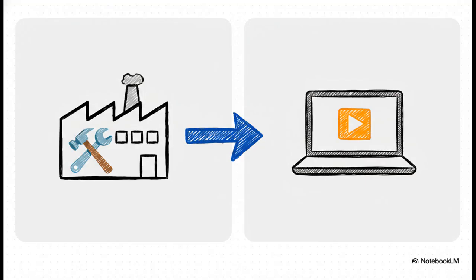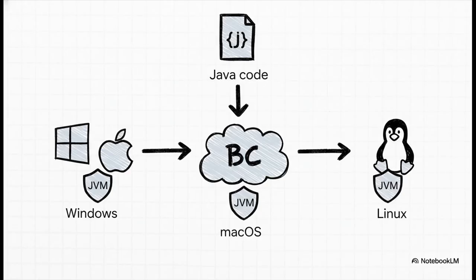First up, a total classic. What's the real difference between the JDK and the JRE? It sounds simple, but it is absolutely crucial. The JDK, the Java Development Kit, that's your entire toolbox. It has everything you need to build an application. The JRE, or Java Runtime Environment, is just what's needed to run the app. The way I like to think about it is, you need the JDK in the factory, but your customers only need the JRE.